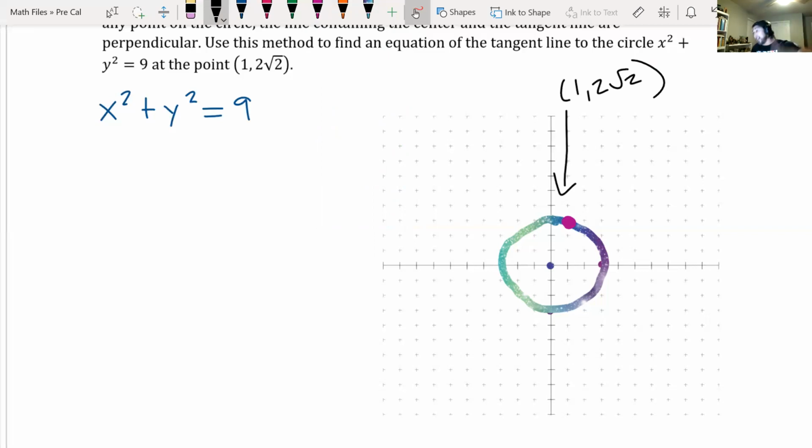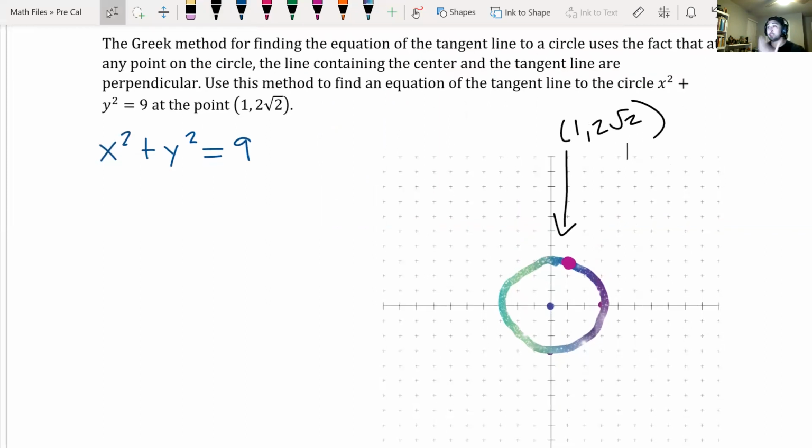We haven't even got to the tangent line yet, right? All I wanted to do was draw a diagram. And now let's look at this problem again. We want to find an equation of the tangent line, meaning that to be tangent means you share a point with the function, right?